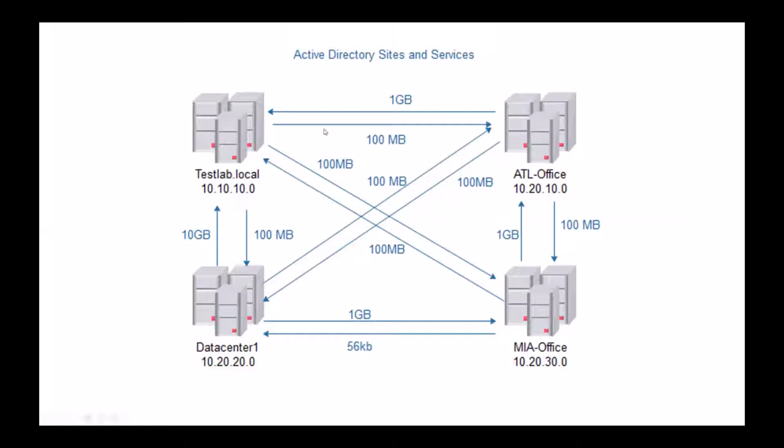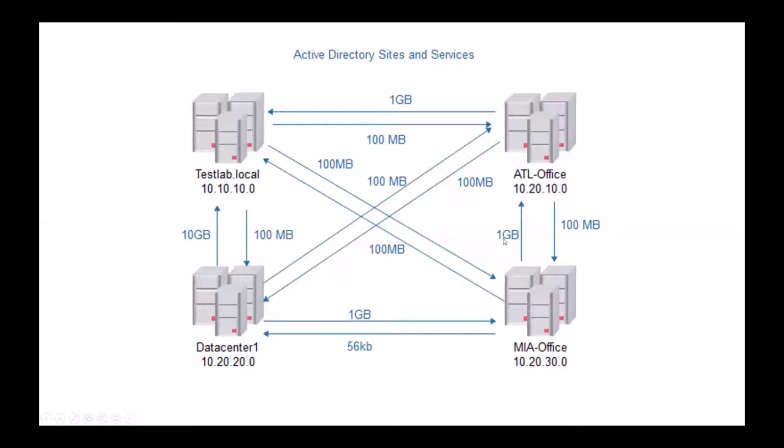So whenever someone from the branch office over here, let's say this ATL office, needs to access resources over here in the data center 1, what happens is inside of sites and services, we'll specify links within there and which path things should take. And so each link has a cost associated with it. Cost meaning how reliable is that link. So we talk about reliability.